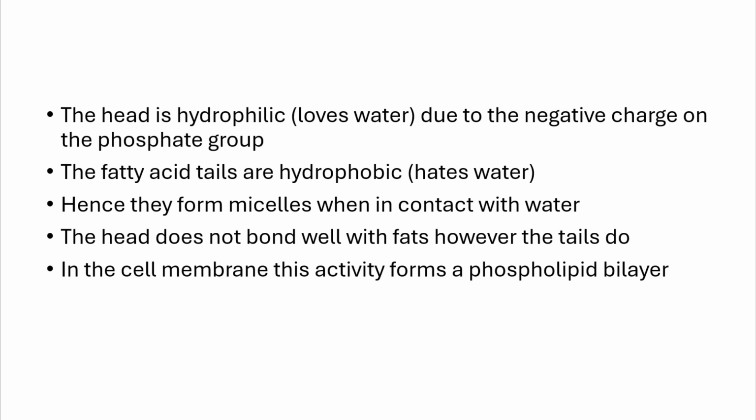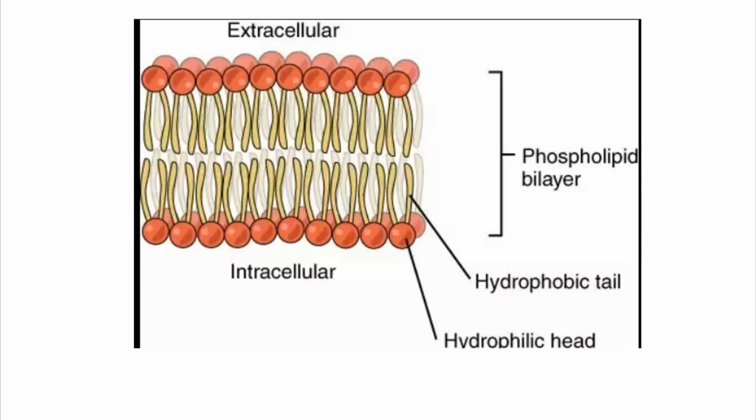The head does not bond well with fats, however, the tails do. So the tails will bond well with fats, but the heads do not. In the cell membrane, this activity forms a phospholipid bilayer, which we'll go on to in the future. As you see in the bilayer, the heads are attracted to water, so you can imagine there's water on the inside and the outside. The heads are hydrophilic, so they're attracted to that water, and the tails are hydrophobic, so they shy away from it. So that's why it creates this kind of layer in the cell membrane, yeah?